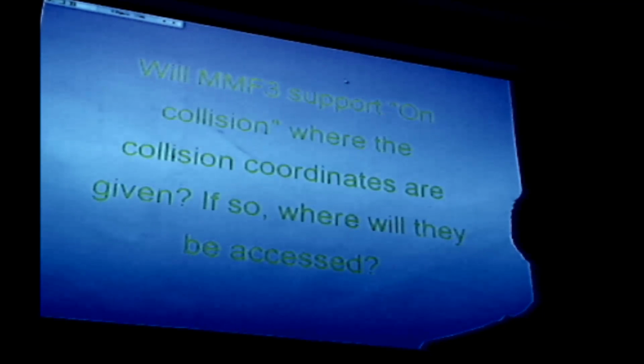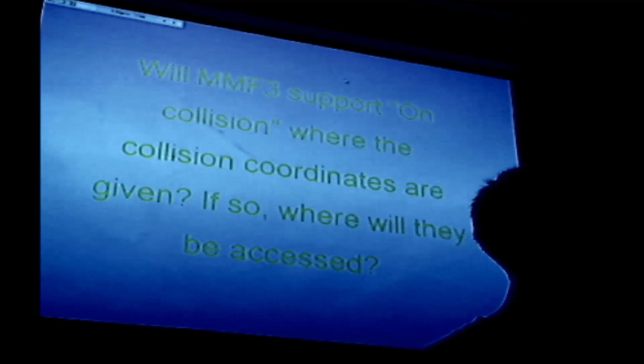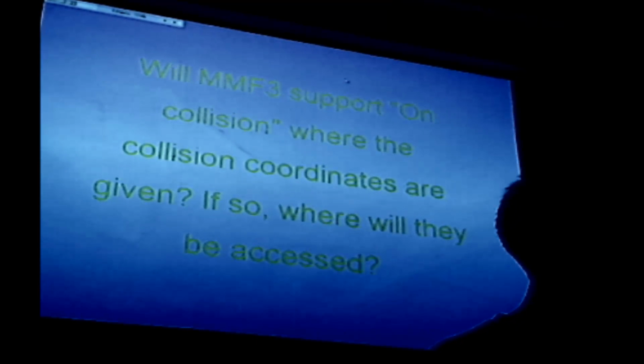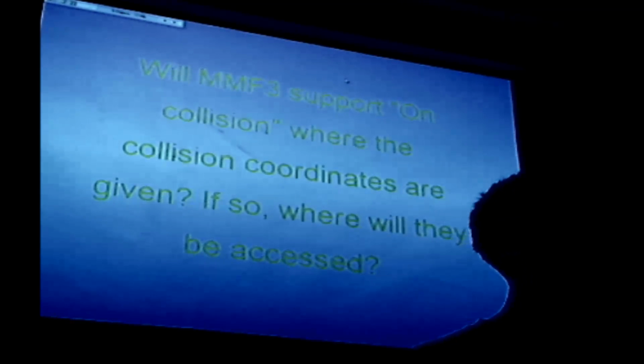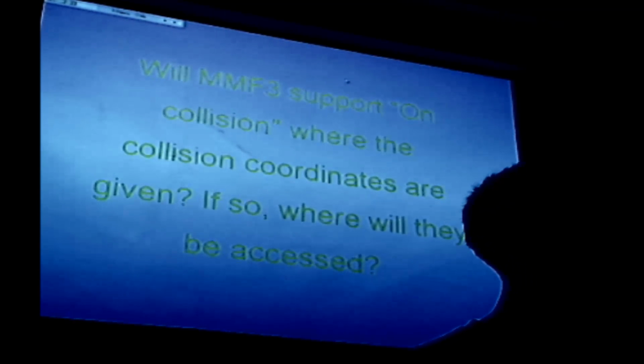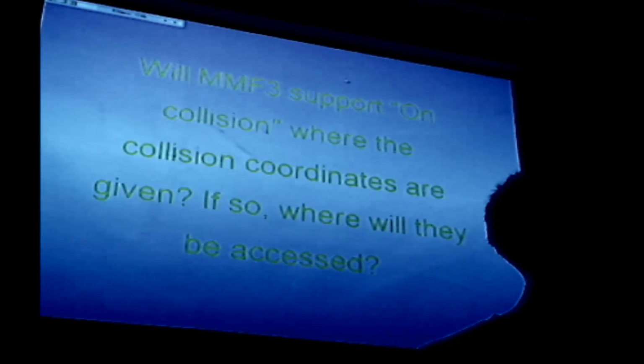Will MMF3 support an on-collision event where the collision coordinates are given? If so, where will they be accessed? The problem with that is that a collision doesn't happen in one single position. If you have two objects that begin to overlap, they have a big area that overlaps, especially if they move very fast, and then you have the whole area that's overlapping. Or if you have multiple points touching at the same time, which point do you respond to?